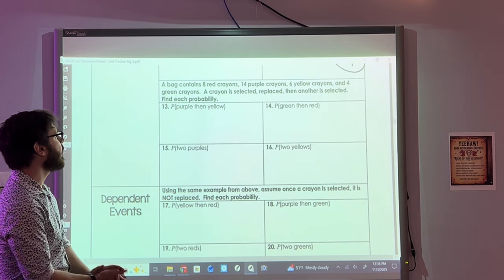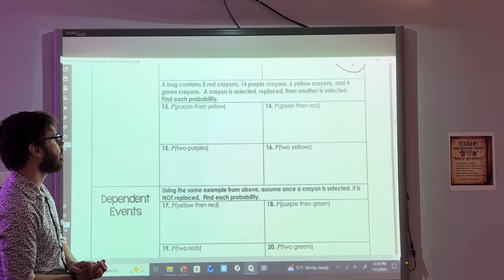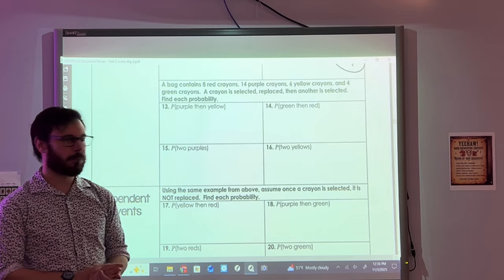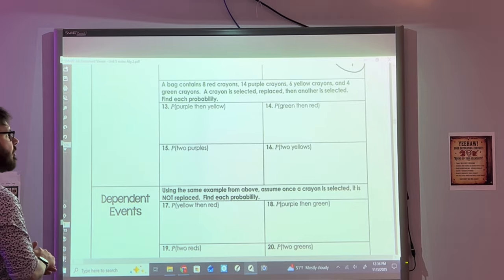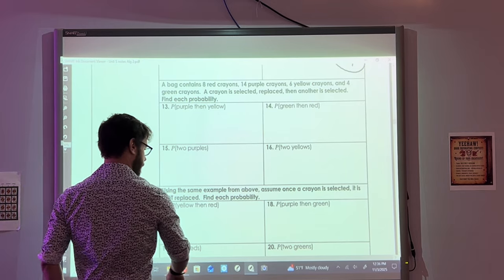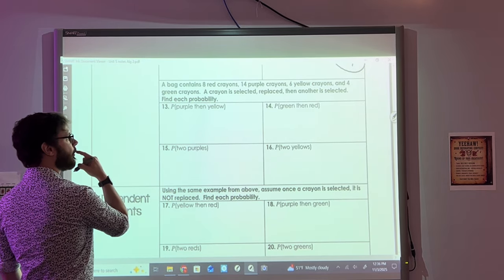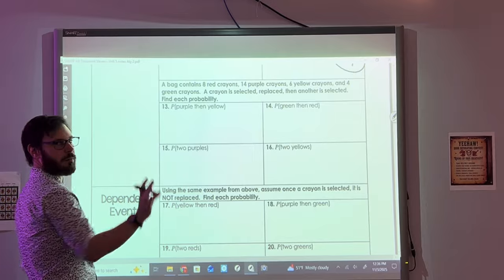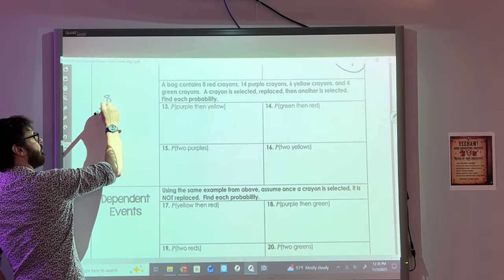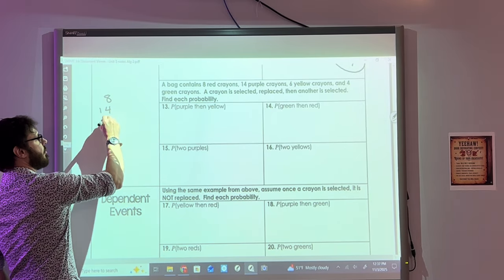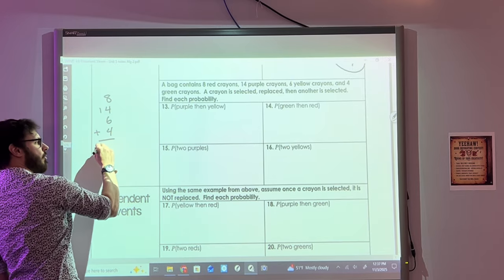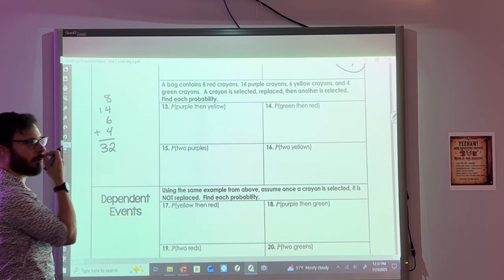Okay, a bag contains 8 red crayons, some purples, some yellows, and some greens. A crayon is selected, put back, it's replaced, and then another is selected. Find each probability. Purple and then yellow. Well, how many are in my sample space to begin with? 8 red crayons, 14 purple crayons, 6 yellow, 4 green. Looks like there's 32 crayons total.